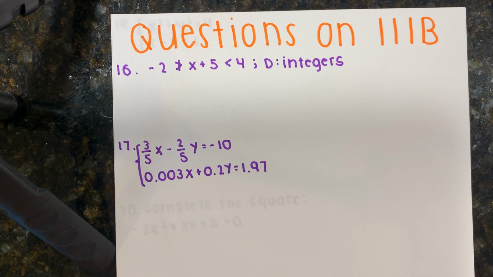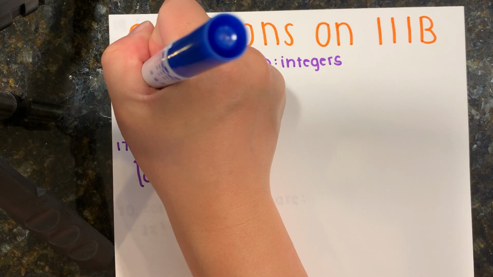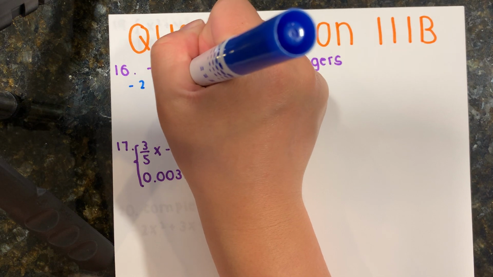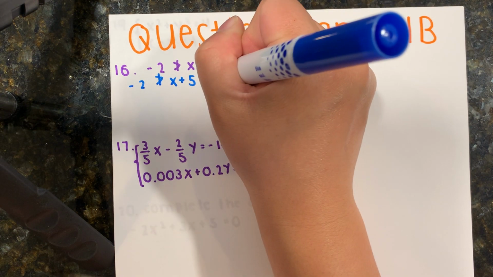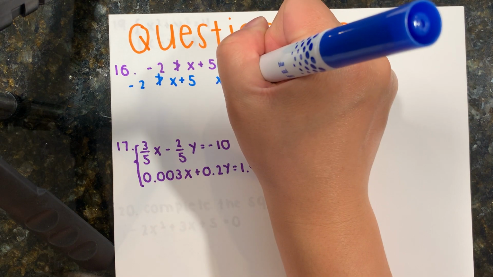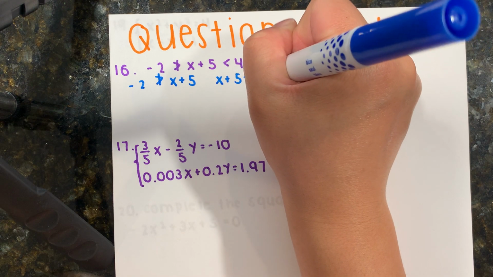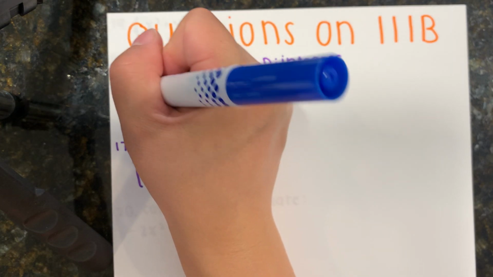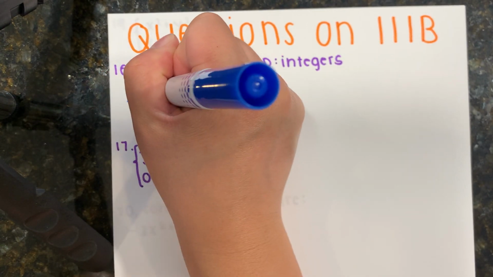Today we're going to be going over questions on 111 Part B, starting on number 16. For number 16, I'm going to start by separating out this inequality, where we're going to have negative 2 is not greater than x plus 5, and then x plus 5 is less than 4. Because of this slash in the inequality, I am going to flip it and add an equal sign.